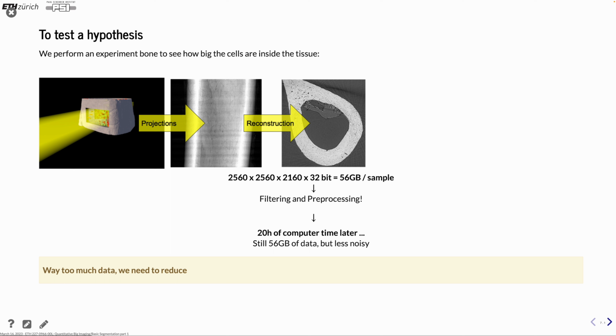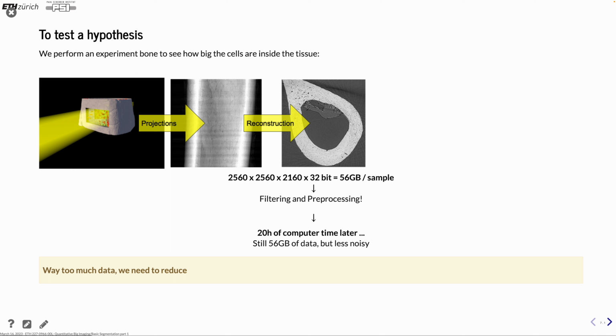And once we have reconstructed this data, we want to do some filtering and pre-processing. And maybe 20 hours of computer time later, we still have 56 gigabytes of data, but less noisy. Or actually, to be really truthful, you would have 112 gigabytes of data because you don't directly throw away the raw reconstructions just because you filtered it. You may need it again.